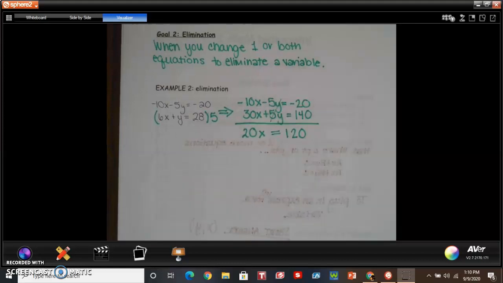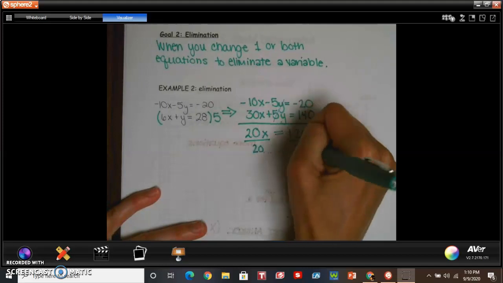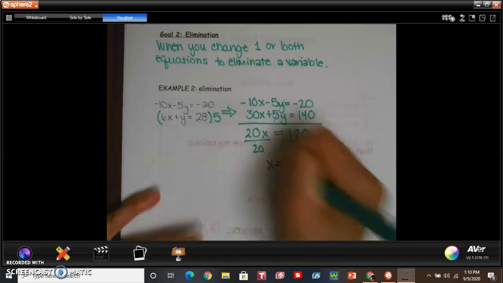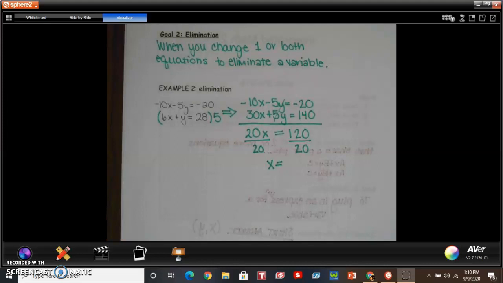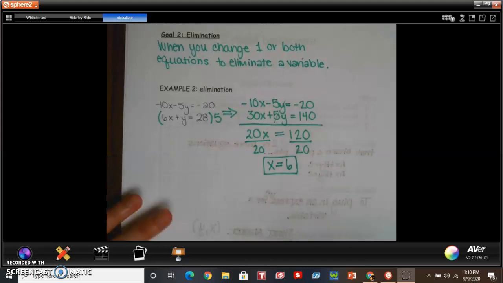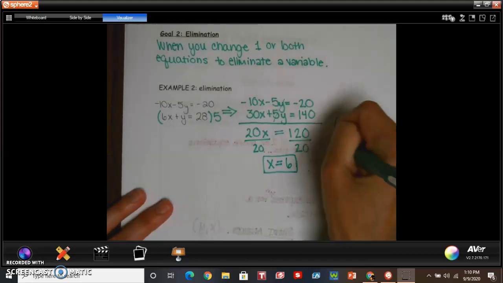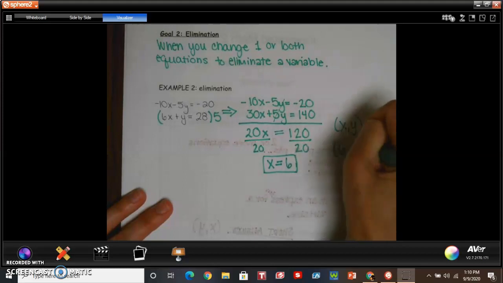All right, we can solve for x now. Divide by 20, and we get x equals 6. Yes. Now, are we done? Why, no, because remember our answer has to be x comma y. And right now, all we know is 6 comma nothing.